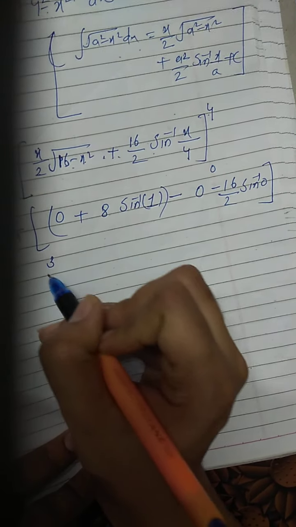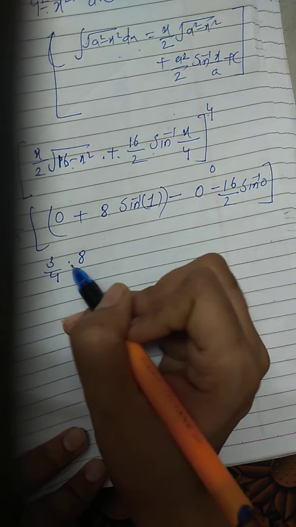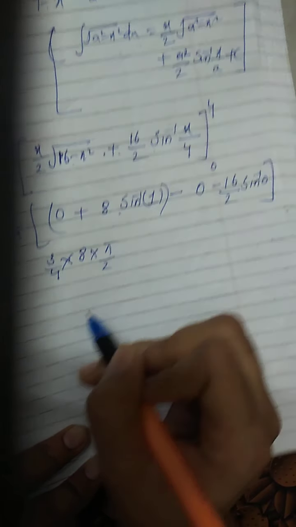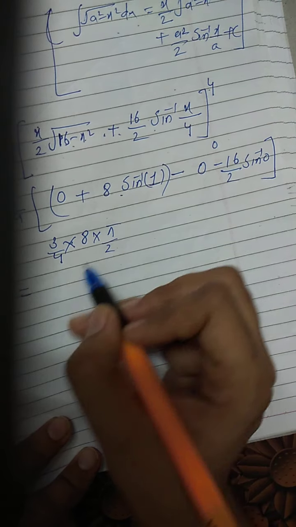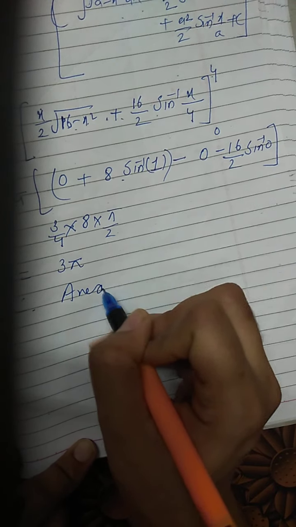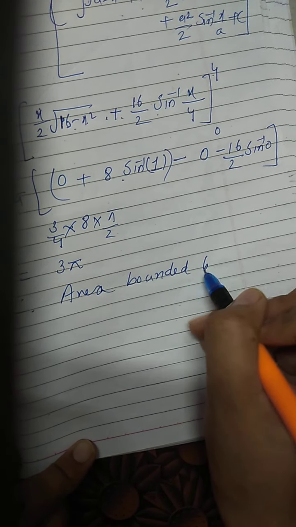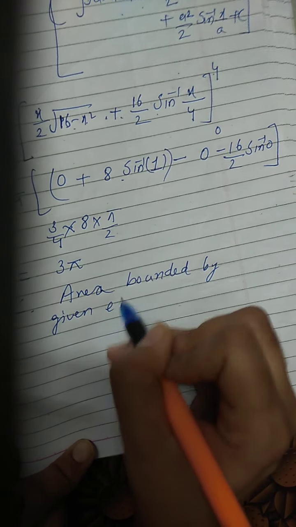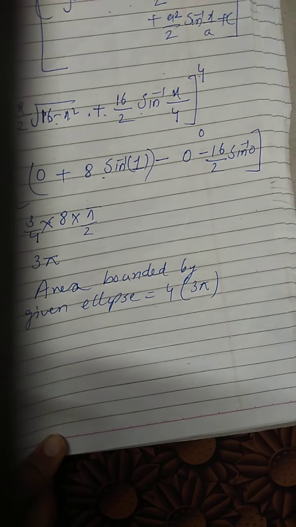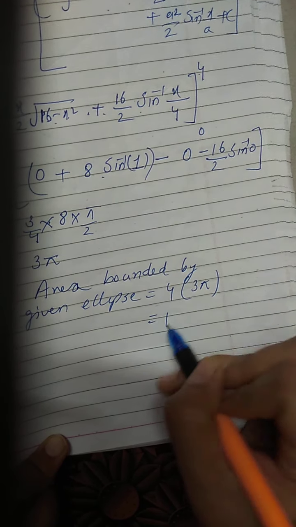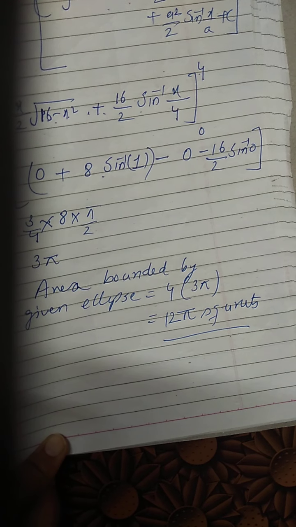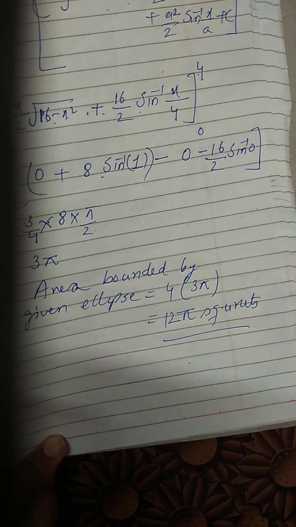So what we are getting here, 3 by 4 into 8, sine inverse 1 means pi by 2. Okay, so this is what we are getting here, 3 pi. Therefore the area bounded by the given ellipse will be 4 times this area. So what is that? It will be 12 pi square units. So this will be our answer for sum number 4.